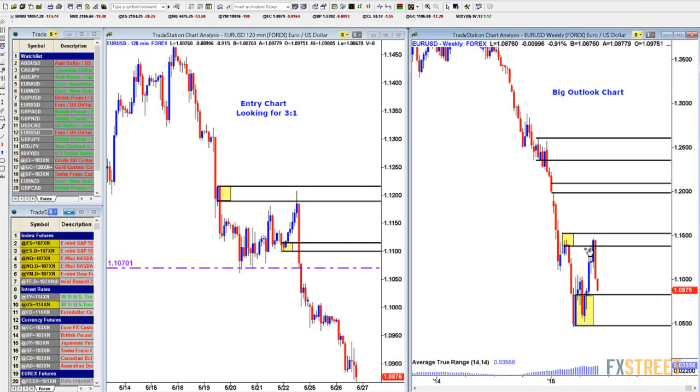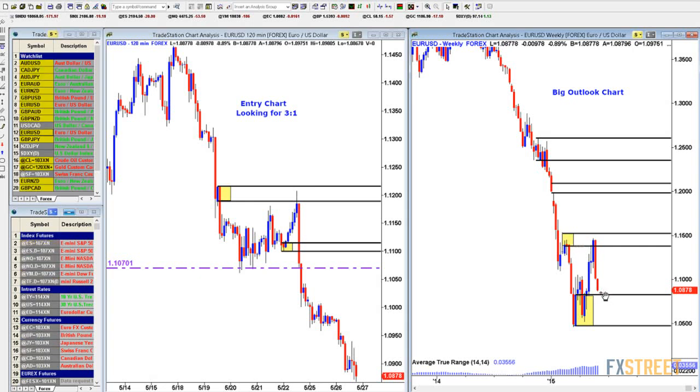Now, if we were just trading off of our big picture outlook chart, we'd probably say to ourselves, well, if this supply zone, or if you want to call it a pivot high, it doesn't matter, this pivot high, this supply zone, if this holds, yeah, prices are probably going to go back to their recent pivot low.